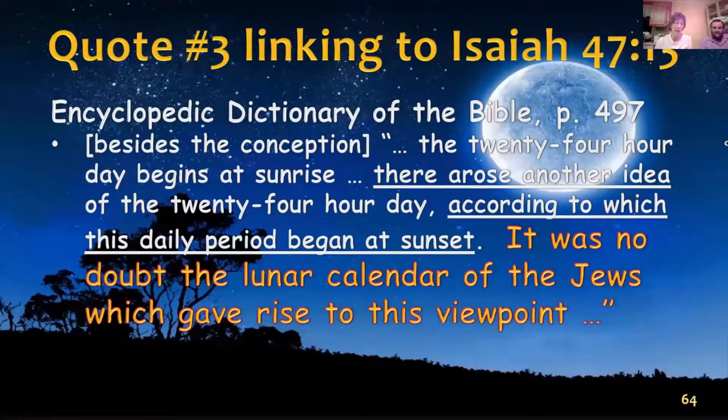Okay, so they had the day beginning. It says sunrise, it should be dawn, but you know, often these quotes don't realize that. Another calendar came up, another conception. It was no doubt the lunar calendar of the Jews which gave rise to this viewpoint. So we've got lunar in here. This lunar calendar that was linked to the moon is also linked to the day start and the sunset. So these two often work together. Absolutely. And that's what we found as well before we found any of the quotes.